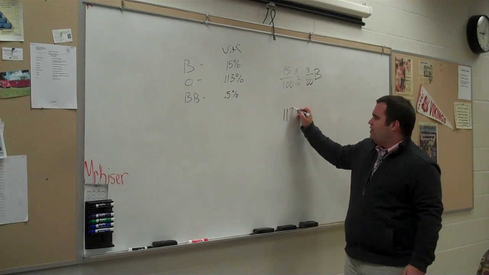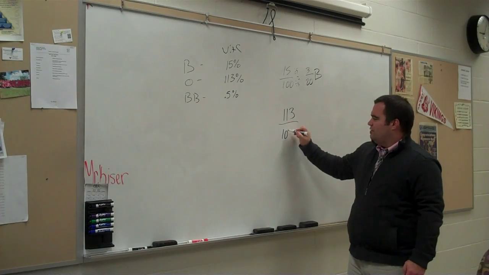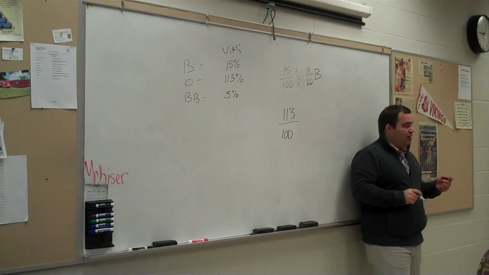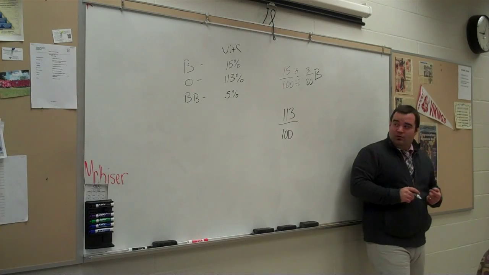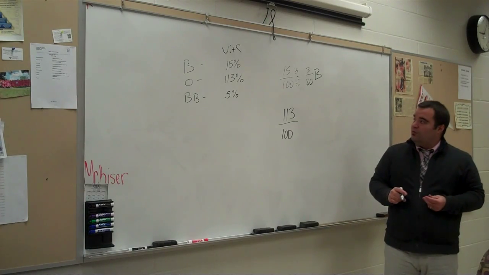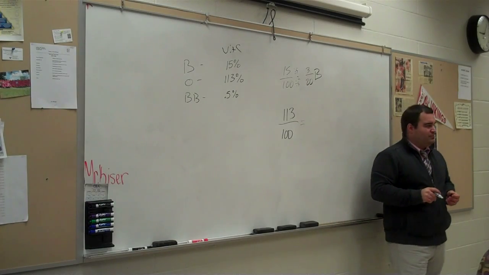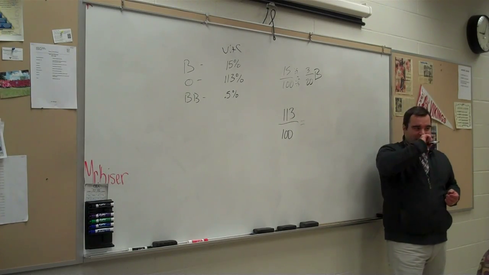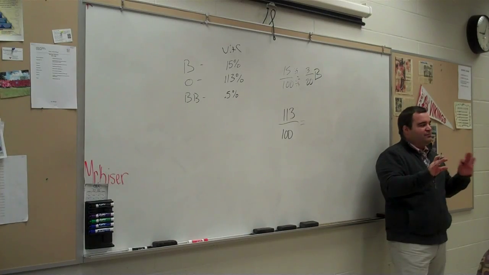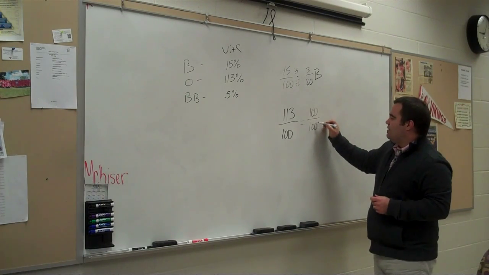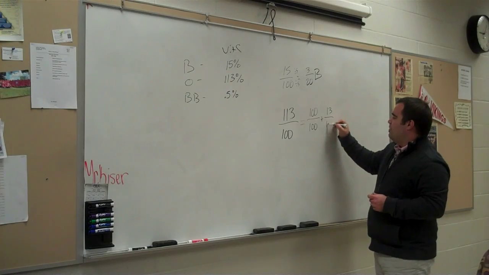So 113 over 100. If I were to grid this, how many grids would I require? 2 grids. One of them would be completely filled, 100. And then 1 row of 3 blocks. So if we want to turn this into a fraction, we can't look at it as 113. We have to look at it as 100 over 100 plus 13 over 100.